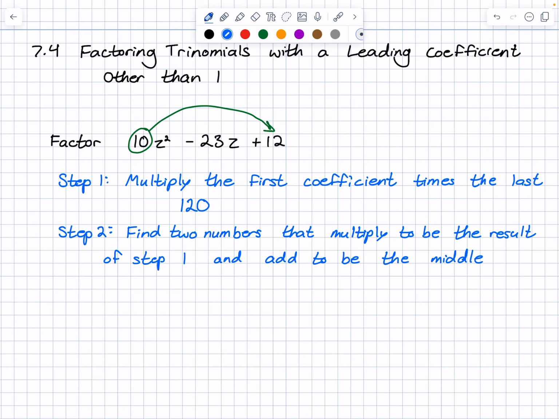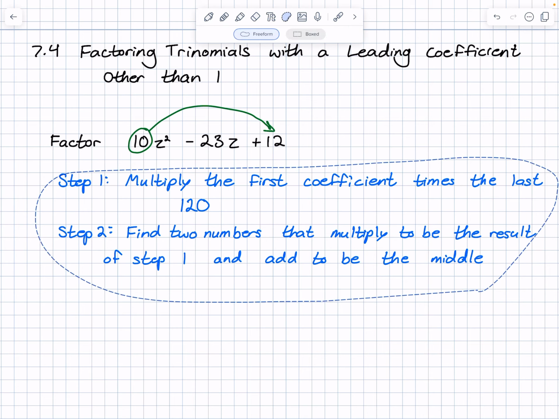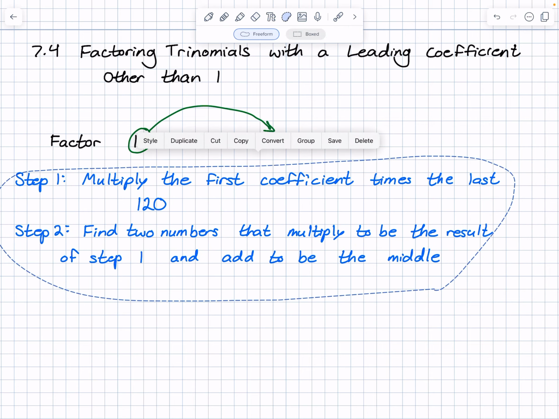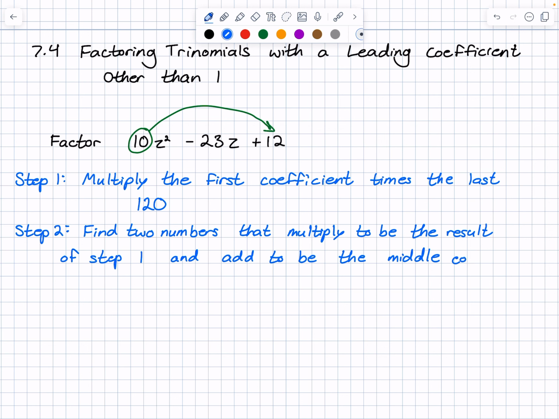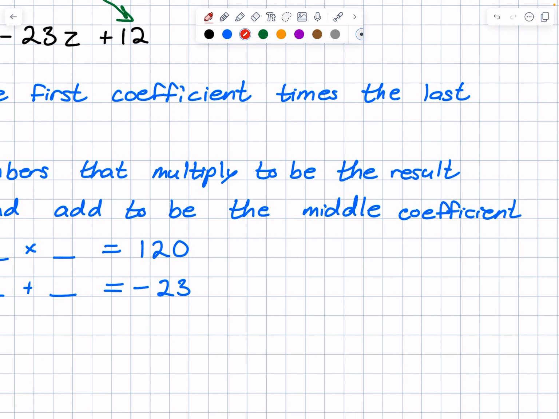And the middle coefficient in this example, let me move this over so I've got some room to write it, is -23. So we're going to find two numbers, and I always write it like this. Blank times blank equals 120. They multiply to be 120. And they have to add to be -23.